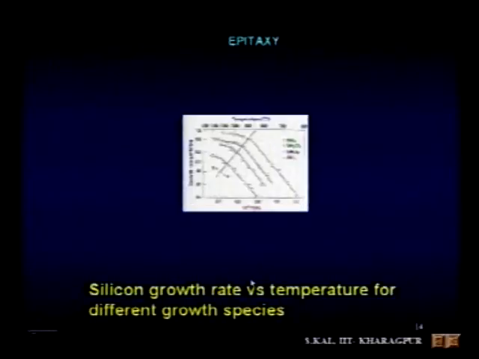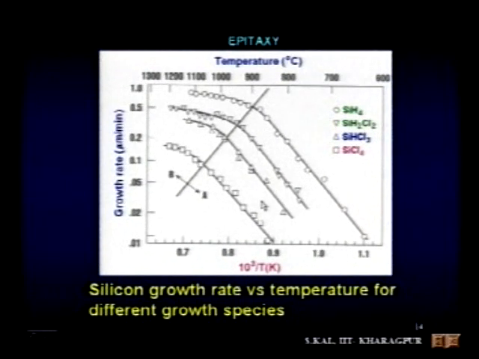Now, silicon growth rate with temperature is shown in this particular diagram. Growth rate here and temperature on the X scale here. So you see there are four gas reactions shown here. One is SiCl4, silicon tetrachloride, that is this curve, SiHCl3 trichlorosilane, SiH2Cl2 dichlorosilane, and the last one SiH4 is the silane gas. So now it has been divided into two parts, A and B.